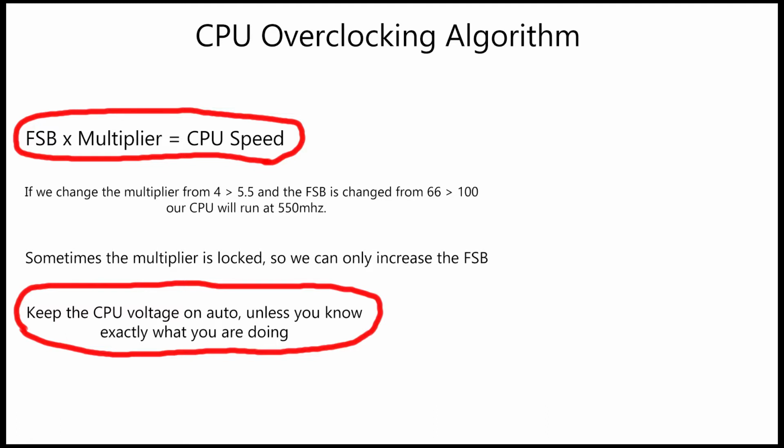Basically, your front side bus speed is multiplied by the multiplying factor of your CPU. Now, if your front side bus speed is 100 and your multiplier is 4, the CPU will run at 400 MHz. But you can actually increase these values, and this is how overclocking works. So let's just say you increase your multiplier from 4 to 5.5, and you change your front side bus speed from 66 to 100. Now our CPU will run faster than originally intended at 550 MHz. But sometimes, depending on your motherboard, you can't change the multiplier, so you can only increase the front side bus speed. But even then still, you can get a pretty decent overclock in some cases.